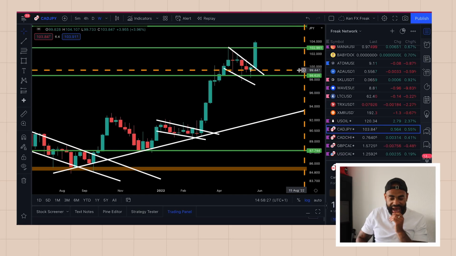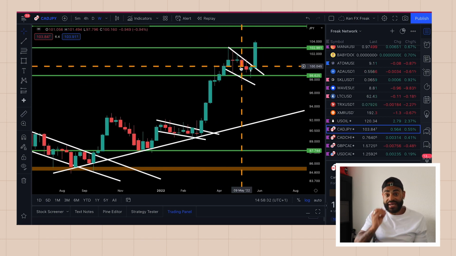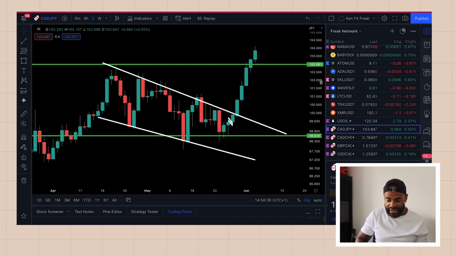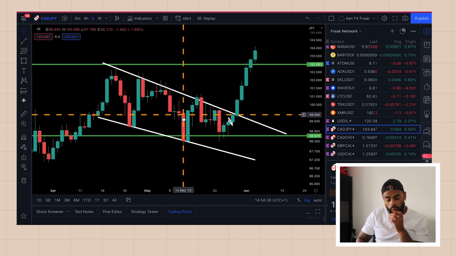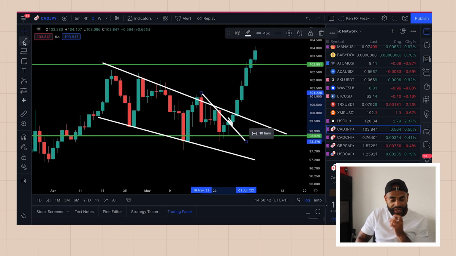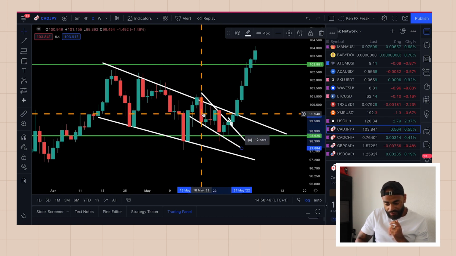Look here in CAD yen. I've just pulled this up on the weekly. We had a nice flag breakout actually last week here, extended move to the upside. Look on the daily, you can see that. And then where I'm looking, taking advantage of these flags, I'm also spotting consolidation within the consolidation pattern. So look, a flag within a flag, look at this.